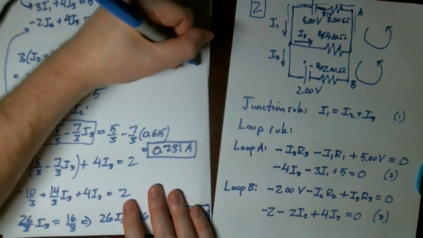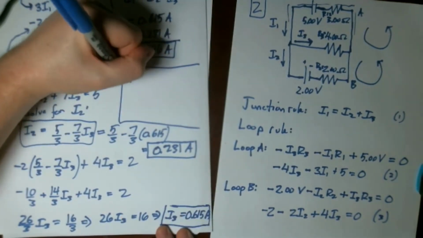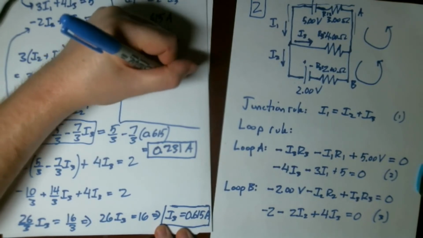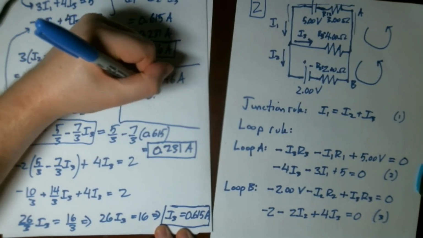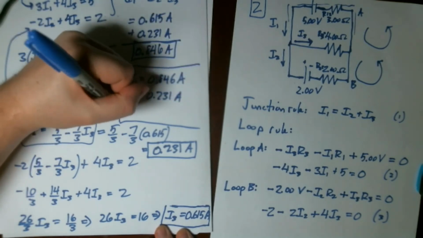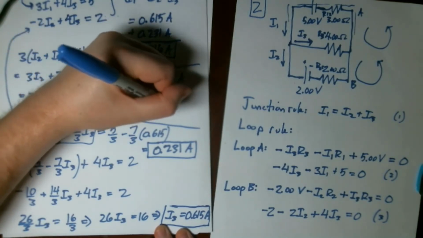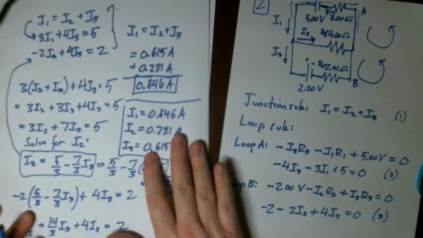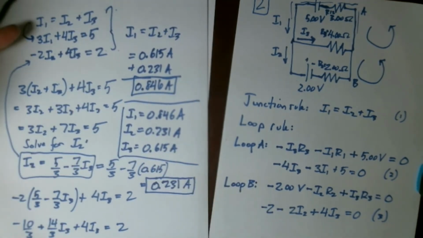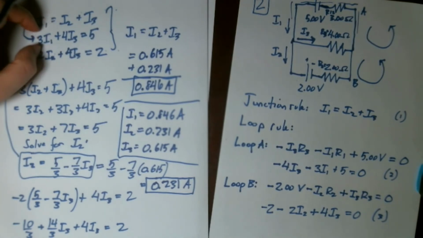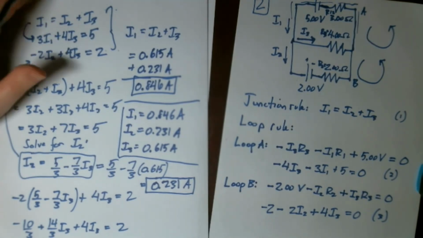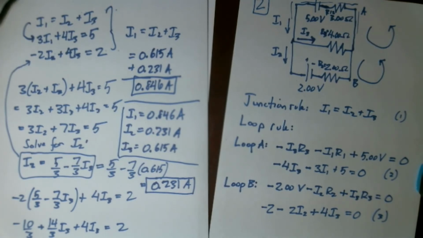So let's just summarize that. I1 equals 0.846 amps. I2 equals 0.231 amps. And I3 equals 0.615 amps. Was there a more straightforward way to do this? Possibly. I could have picked a different thing to solve for. I could have maybe added two of the equations together to see what happens. Again, solving a system of linear equations is at least as much of an art as it is a science, but you should be able to plug through it, even if you take the long way around, to get to the right answer.